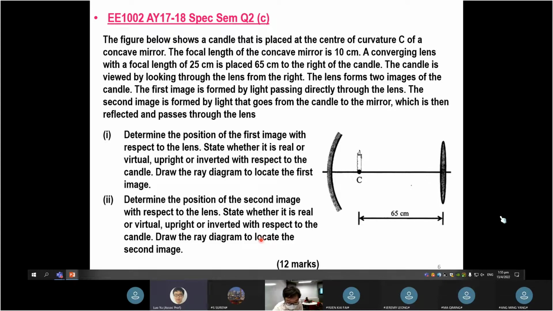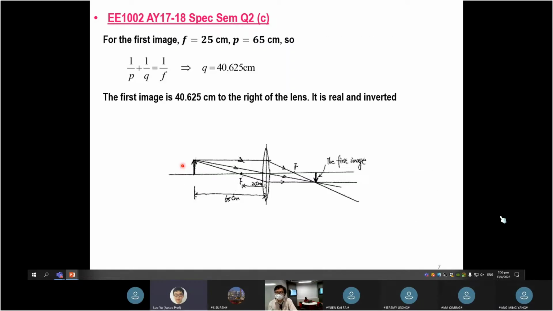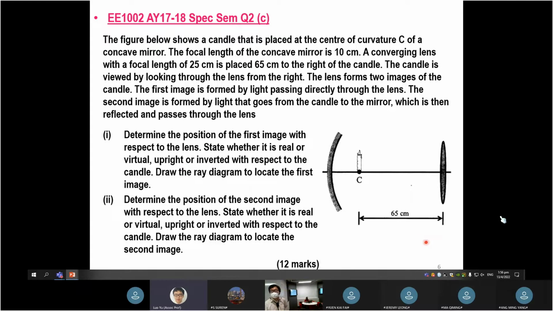Okay, so this is what this question wants. Now let's look at the 12 marks total, six for each. For the first image, as I said, it goes directly through the lens. I think every one of you should try to get the 4 marks for the first part, so that this one is directly formed by this lens.